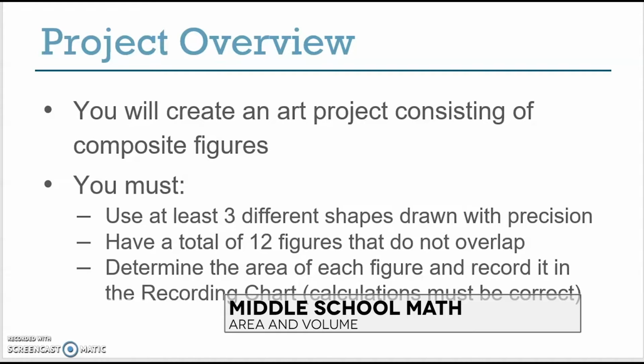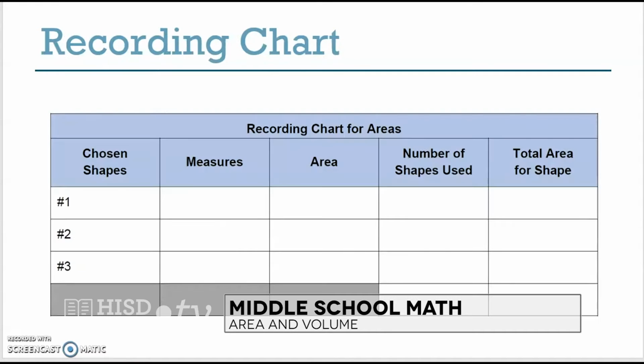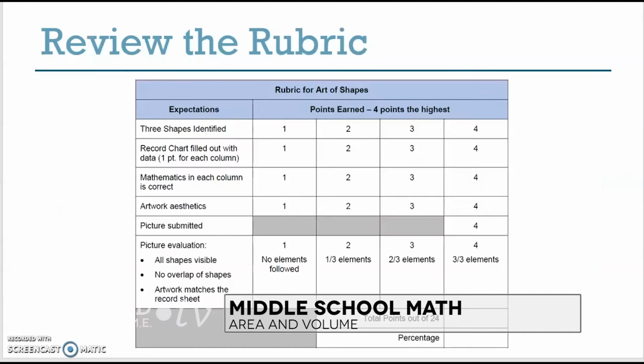We're going to ask that you determine the area of each figure and record it in the recording chart. Your calculations must be correct. And this is an image of what the recording chart looks like. Notice how it's asking you which shapes you chose. Maybe it's triangles, maybe it's trapezoids, but you're going to list those down. You're going to give the measures of the figure and then calculate the area. And in the end, we want to figure out the total area for our shape.